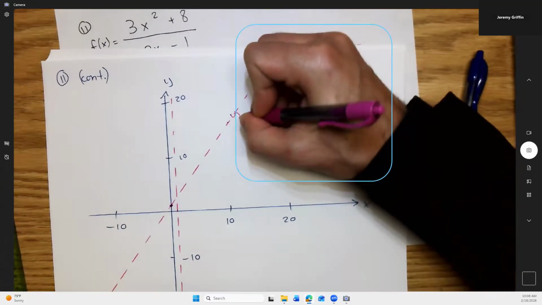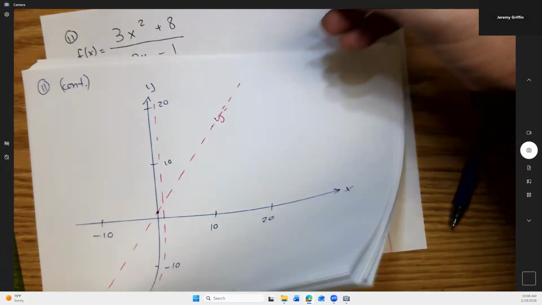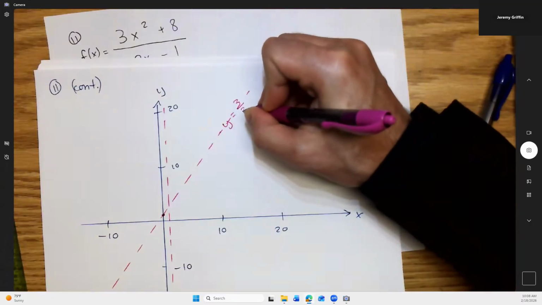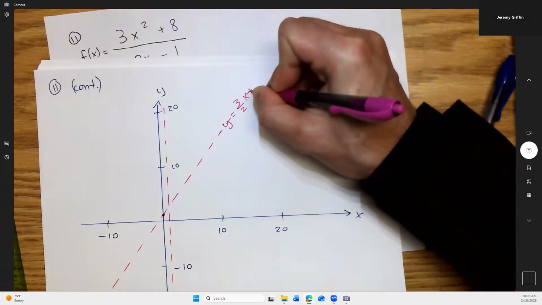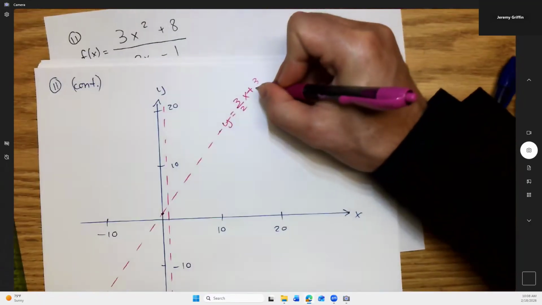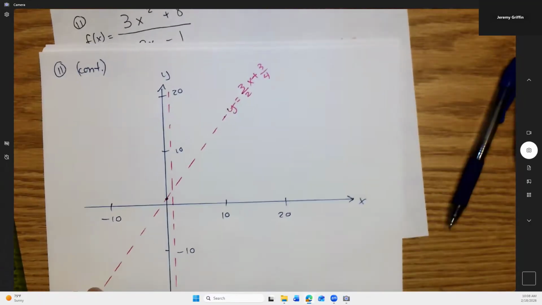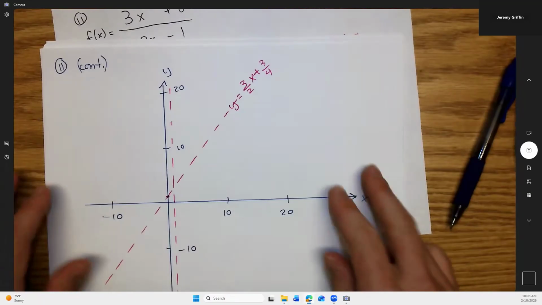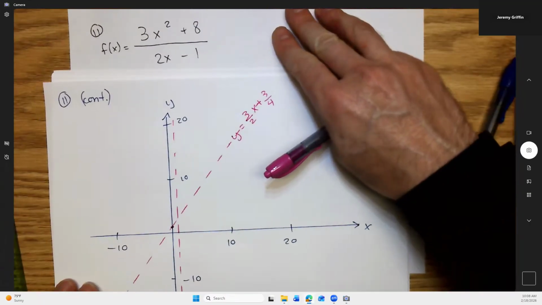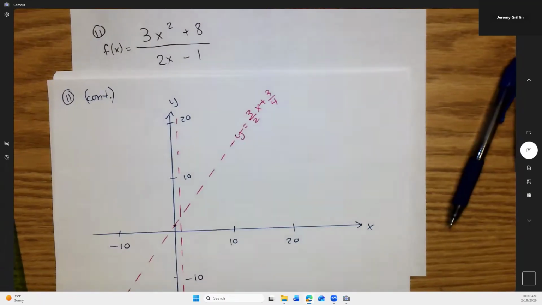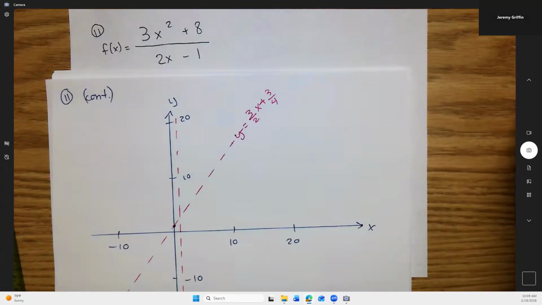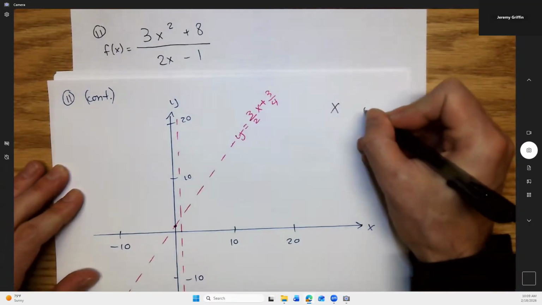Oh god, spell out the equation. Y equals 3/2x plus 3/4. Okay, that's that oblique asymptote. So that'll frame the graph for us. All right, okay. That's good. Let's get an XY table.